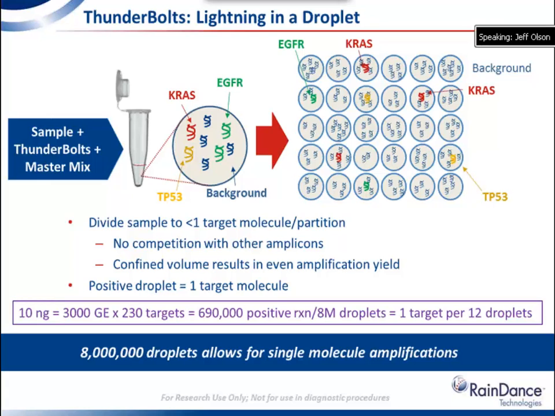Dividing the reactions into a very large number of very small droplet compartments has advantages. So one is there's no competition with other amplicons. Each droplet has only one target DNA molecule, so there isn't competition between the amplicons. Amplicons can have different PCR efficiencies due to things like length and GC content. So if you have two amplicons with different efficiencies in the same compartment competing for limited resources, usually the one with the highest efficiency will win out, generating more amplicons.